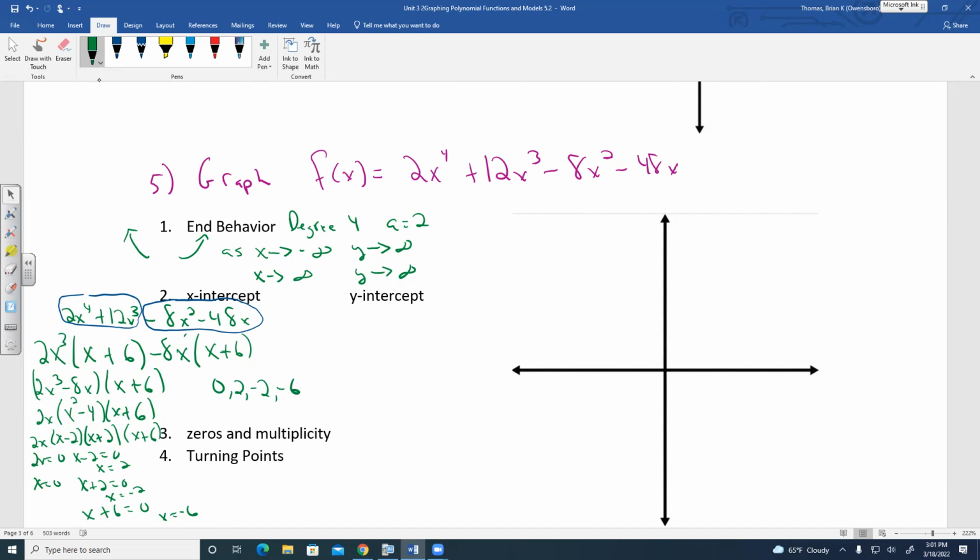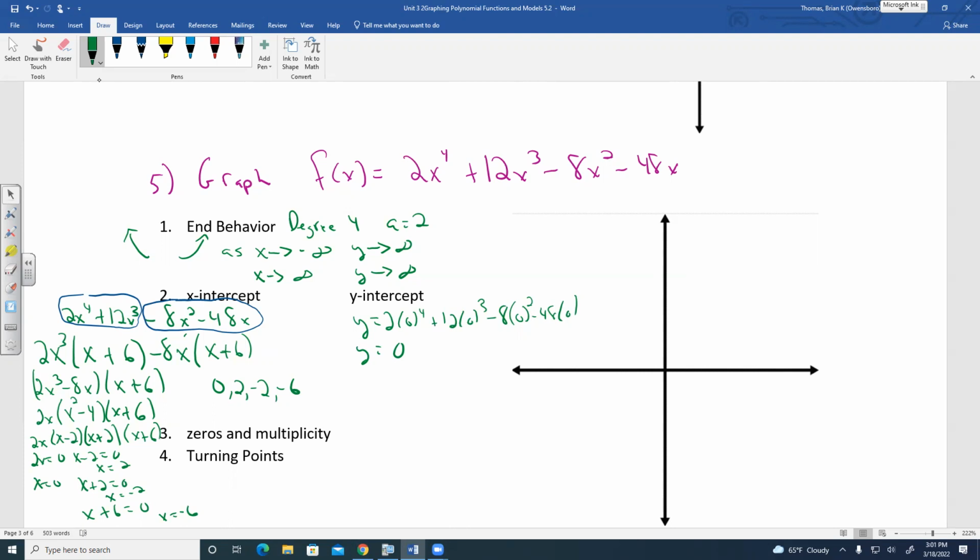Okay. To find the y-intercept, I set x equal to 0. So if you set x equal to 0, this is going to be 2 times 0 to the 4th plus 12 times 0 to the 3rd minus 8 times 0 squared minus 48 times 0. And remember, when you're multiplying by 0, all that just turns into zeros. So this just turns into 0 because you're multiplying by 0 in each one of those.